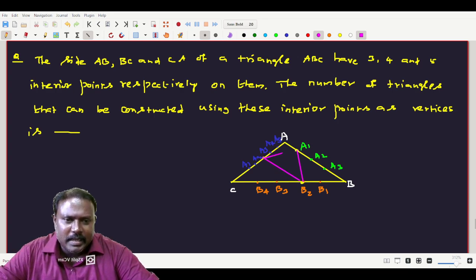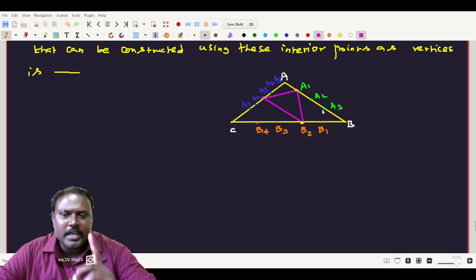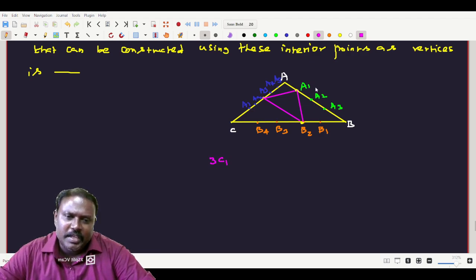Okay, I can create one triangle. Each side I am selecting one vertex and I am creating this triangle, right? In how many ways can I create a triangle like this? See, this side has 3 interior points, so the number of ways of selecting one single point from these 3 points is 3C1 ways.